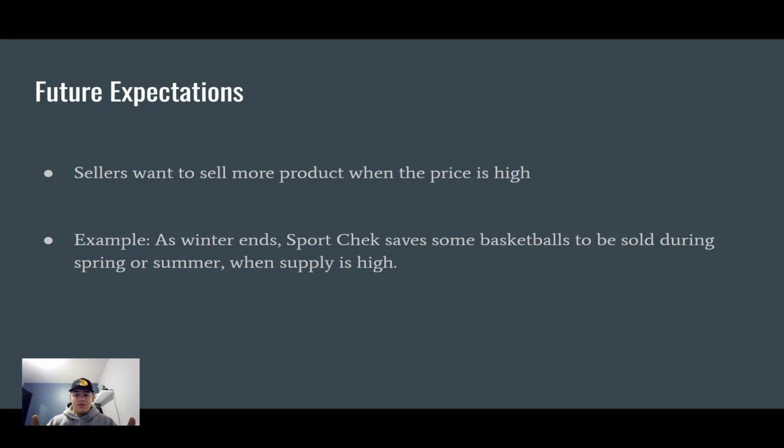The supply curve can also be shifted by a seller's future expectations. If a seller believes that the price of a good will rise in the future, they may save some of the product to sell at a later date. For example, when approaching summer, Sports Check might sell less basketballs as they expect the sales to increase during the spring or summer. This would cause a shift to the left.